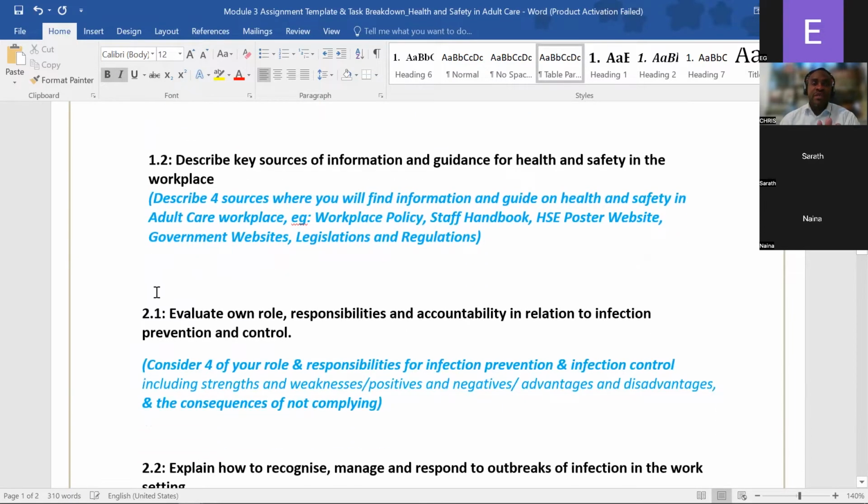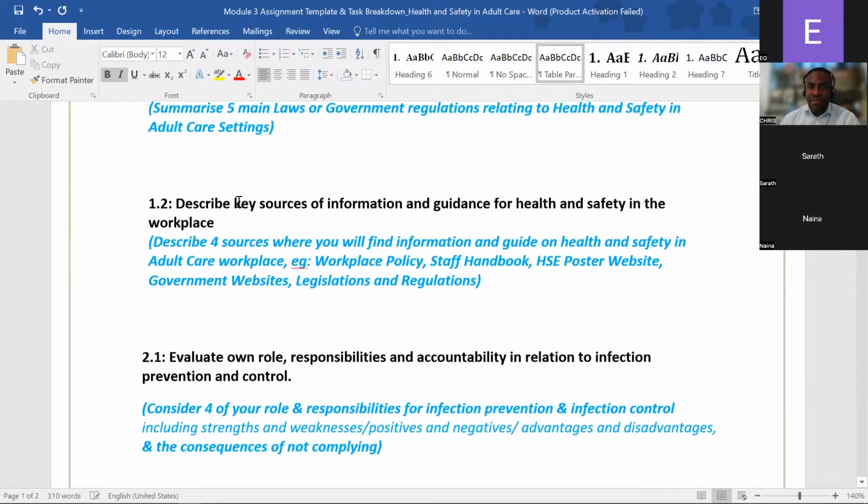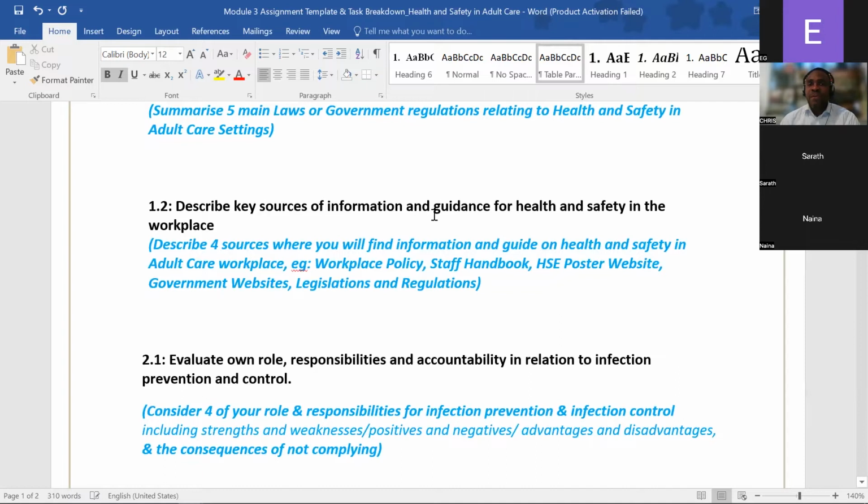Okay, so the second question is, describe key sources of information and guidance. Keywords to look out for are sources of information and guidance. Sources of information simply means, where would you find information from? And the second one, guidance, means how would you know what is the right thing to do or what is not the right thing to do?